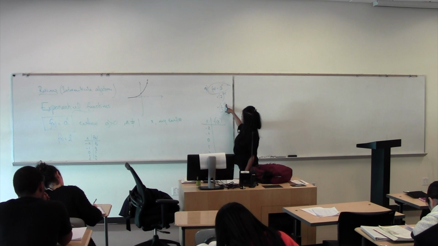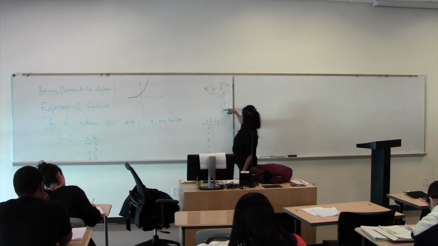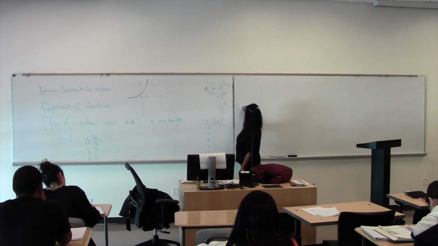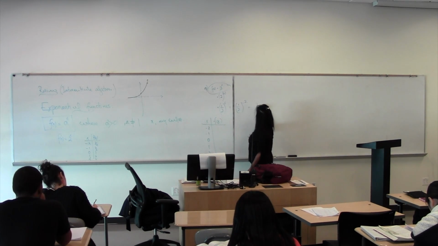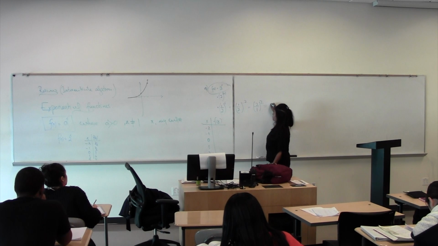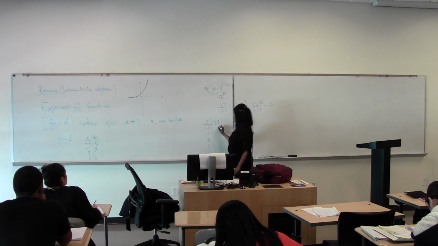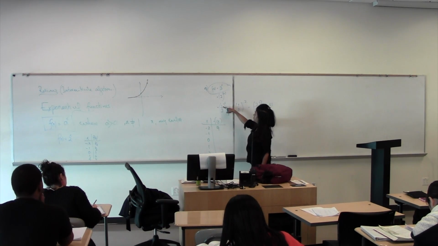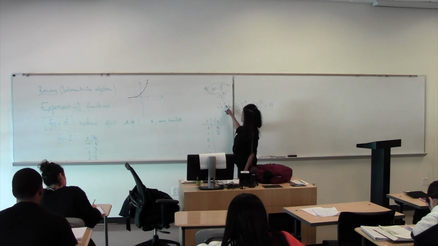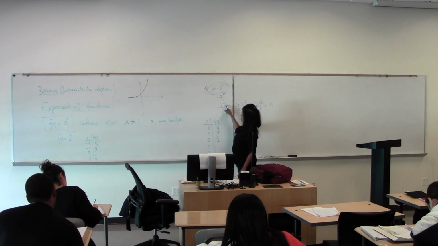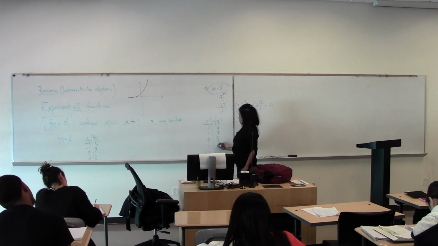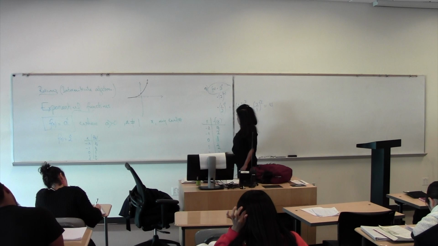When x is negative 2, what happened? We have to switch, right? X is negative 2: 1/2 to the power negative 2 will give you 2 over 1 to the positive 2, which will give you 4, right? So x is negative 2 is 4, x is negative 1 is 2, x is 0, anything to the power 0 is 1, x is 1, 1/2, x is 2, 1/4.